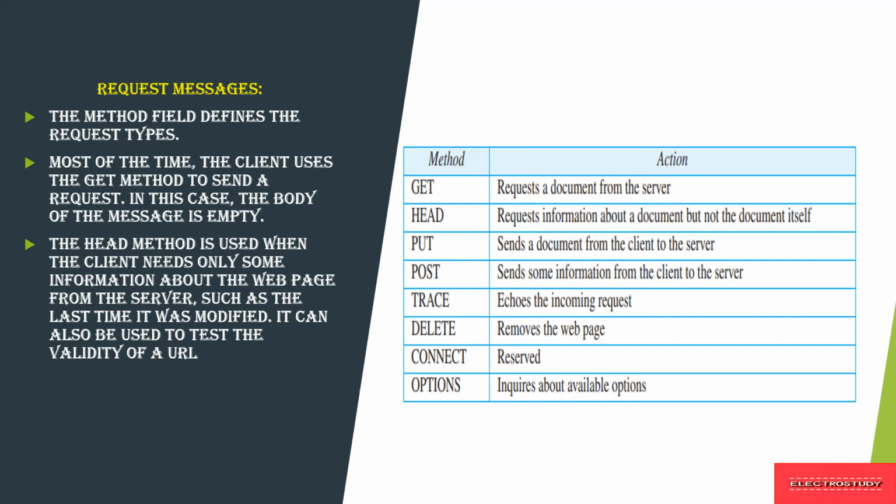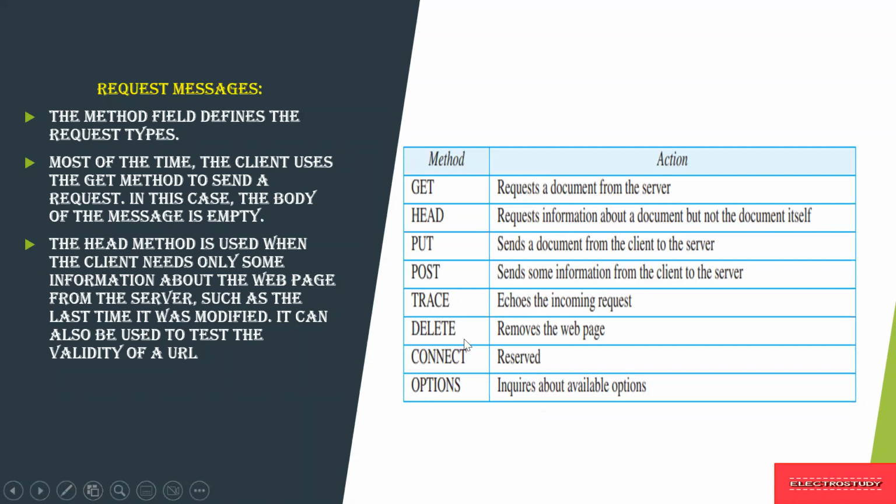It is not asking for the complete file, it is asking just for information about what the document or file contains. Put means sending a document from the client to the server. Post means sending some information from the client to the server. Trace is nothing but an echo of the incoming request. Say, if there is any congestion control or network traffic happening, then it echoes the incoming request.